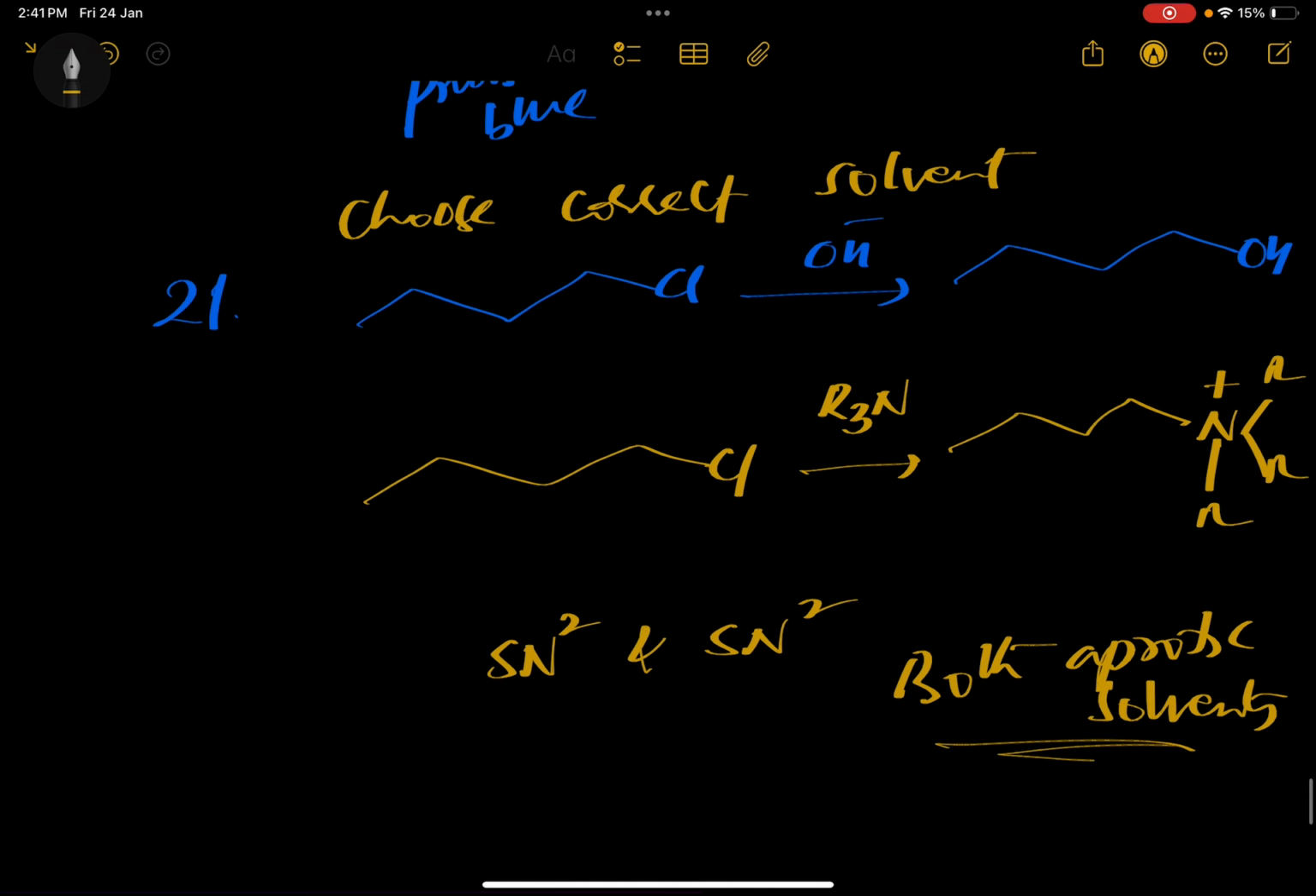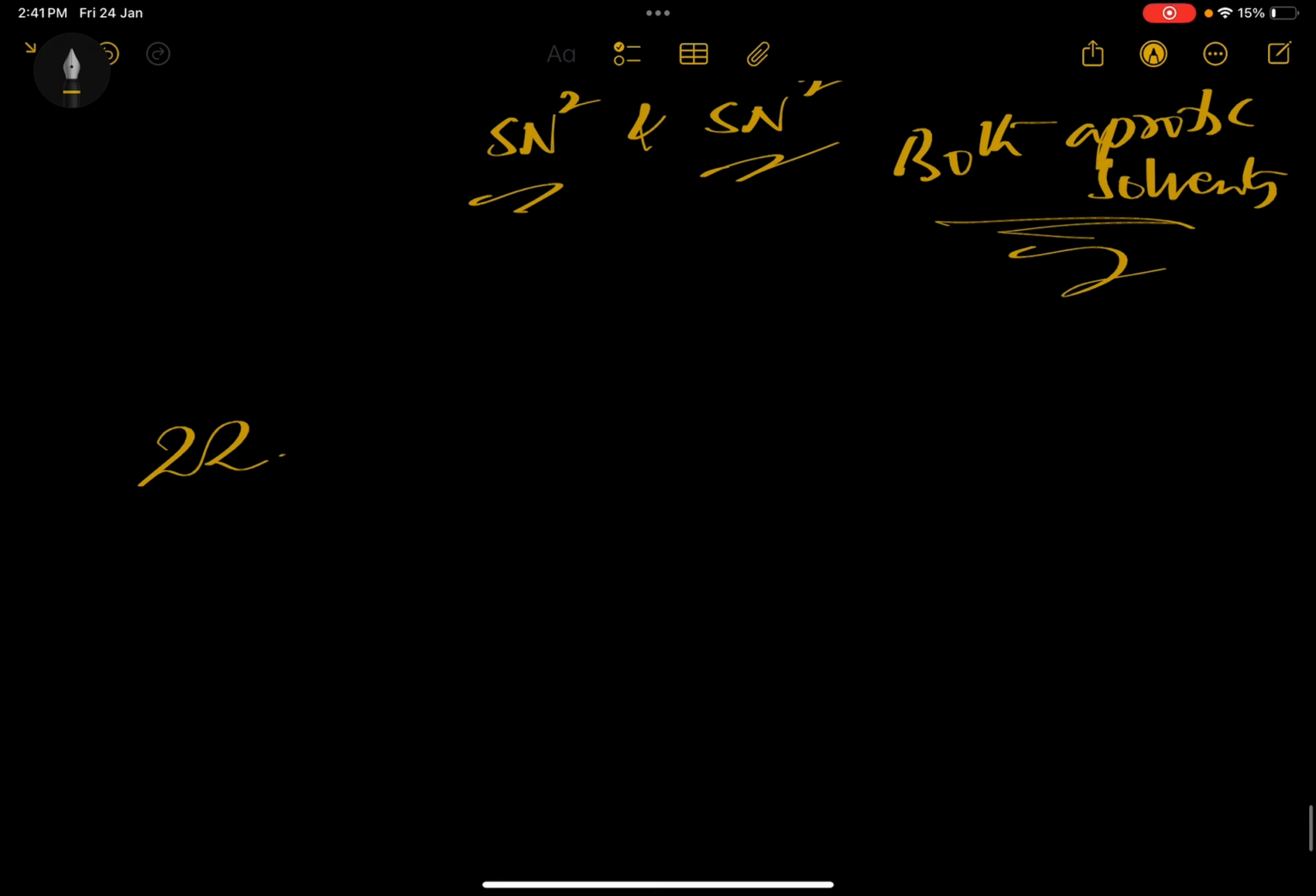Choose the correct solvent. Here you see OH minus is there, here R3N is there. This is primary, this is primary. Both are primary, which means both reactions are SN2 reactions. That means in both cases you need aprotic solvents.